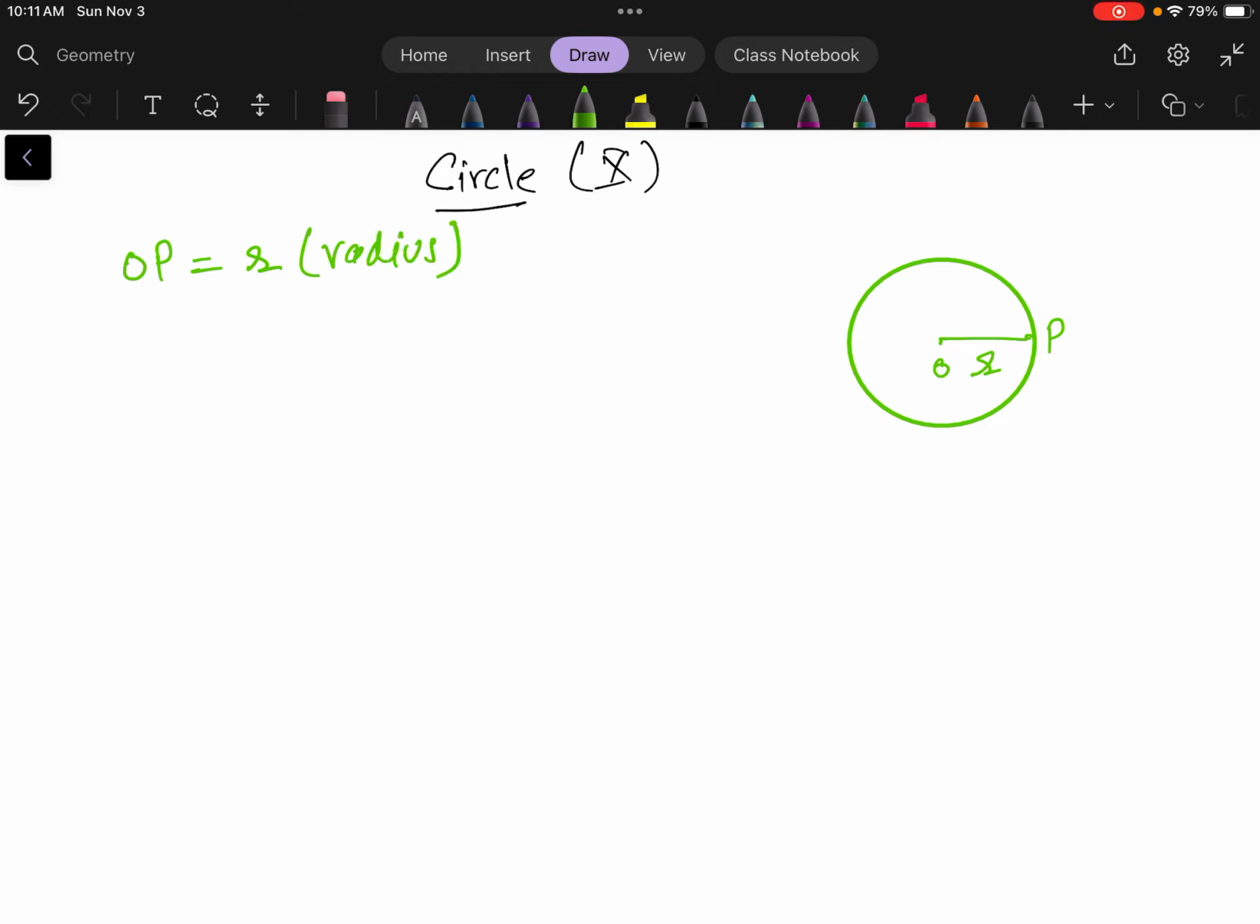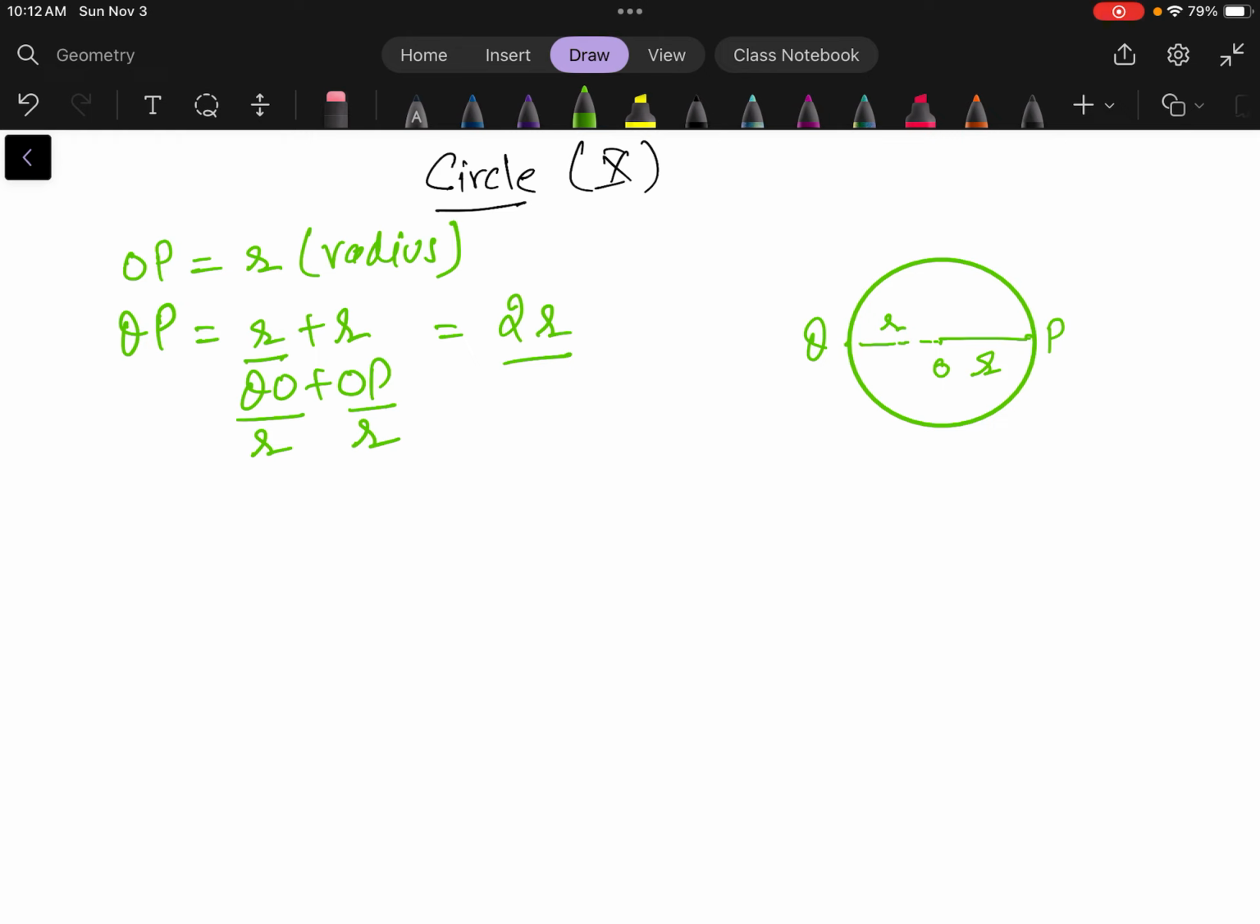Now let's assume we have another point, Q, here. This will also be R. So now what we want to compute here, QP is equal to R plus R. Why is this R plus R? Because this is QO plus OP. This value is the radius, this is also R, this is also R, so this is equal to 2R. So till this point everything is clear.